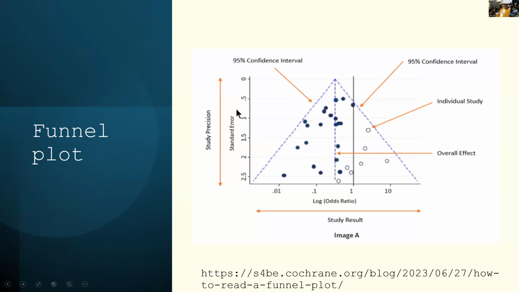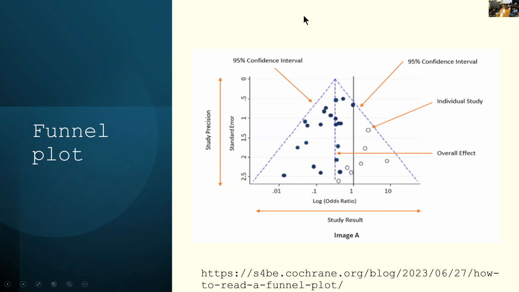So the precision is plotted on the y-axis, and the most common measure of precision that we use is standard error. So here the standard error is 0. Down here you can see that the standard error is more. And the result of the study is plotted on the x-axis. The common measure is either odds ratio or relative risk. So the true effect of a study will be on this particular line, which is basically the overall effect of the study. And you're seeing for each individual study where they fall.